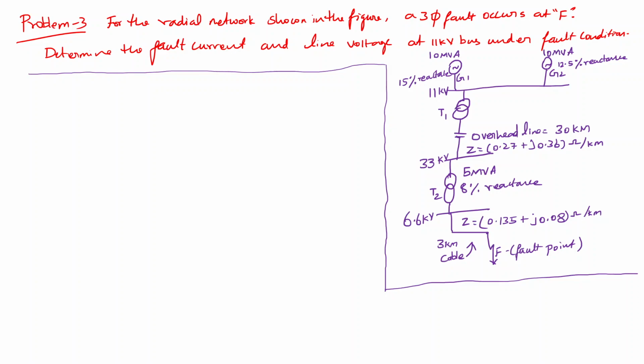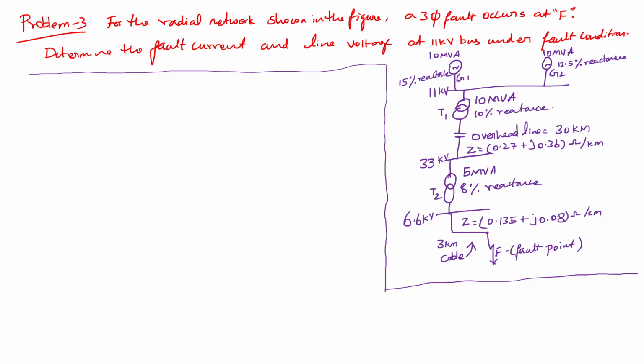After the 30th kilometer there is a bus. That bus is connected to a transformer 2, and that transformer is rated 33 kV to 6.6 kV. It is obviously a step-down transformer having 5 MVA and 8% reactance, and T1 is 10 MVA and 10% reactance. So these are all the values they have given.